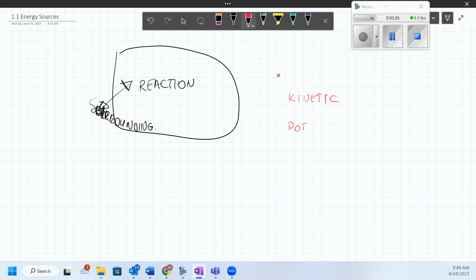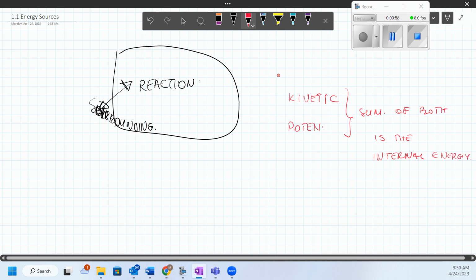So kinetic and potential. However, the sum of those two, kinetic and potential energy, is the internal energy of the system, or the energy of the system. The sum of both is the internal energy of the system, or simply the energy of the system. Okay.